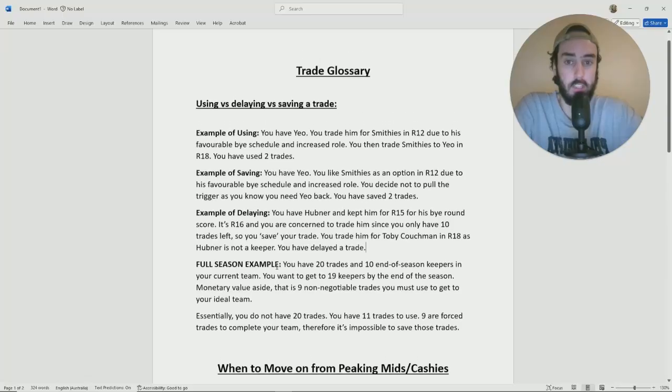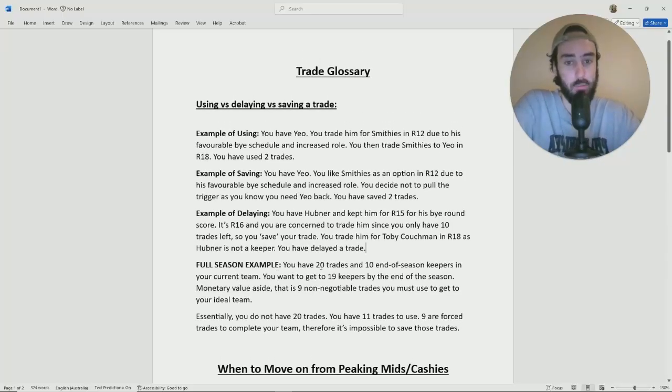So as a full season example, let's say you have 20 trades now. I'm just using block examples like 20 and 10 to make life a bit easier. I know it's a lot more than people have at the moment. Let's say you have 20 trades and 10 end-of-season keepers in your current team. You want to get to 19 keepers by the end of the season. Monetary value aside, like obviously you can't trade a Hubner up to a Yo straight up if you don't have any cash in the bank. But yeah, monetary value aside, that's 9 non-negotiable trades you must use to get to your ideal team.